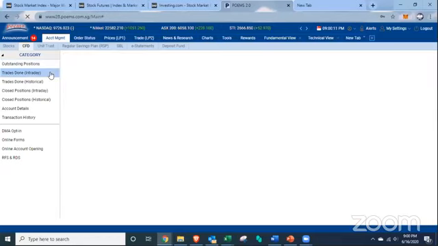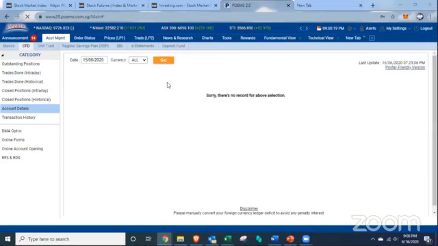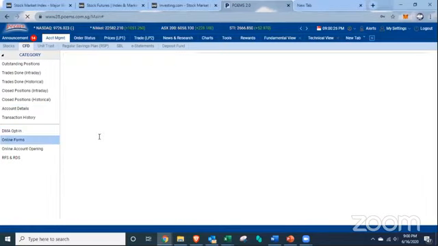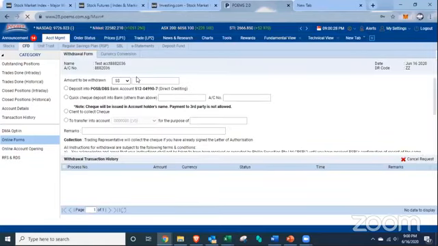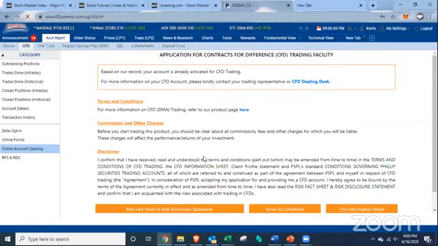If you want to see any intraday trade you've done, you can make use of these functions here. Account detail will tell you, but because this demo account does not have any funds inside, there's no detail here. For online forms, let's say you already made a profit and want to withdraw to your bank account, you can also use an online form. You can either deposit back to your bank account or transfer back to your stock account. The online account opening form can be done over here too.